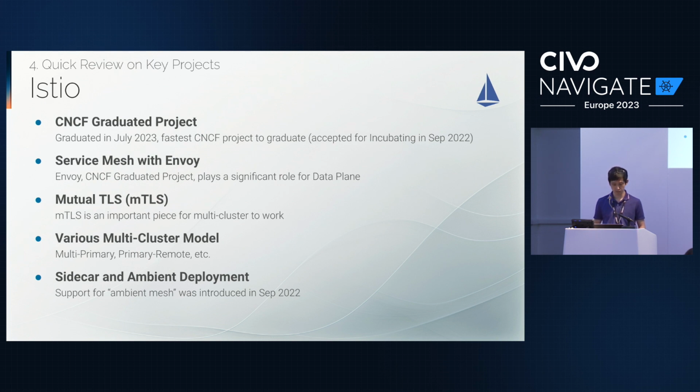And Istio is about service mesh with Envoy, and we're not going to go into all the Envoy details, but MTLS and multi-cluster models are something that you need to be aware of if you were to go down the Istio path. There is this sidecar and ambient deployment, the new deployment scenario, where you don't have to have the sidecar, but I'm not going to be talking about that. It's still, I think, a beta, or I can't remember if it was alpha, but it's not fully production ready.